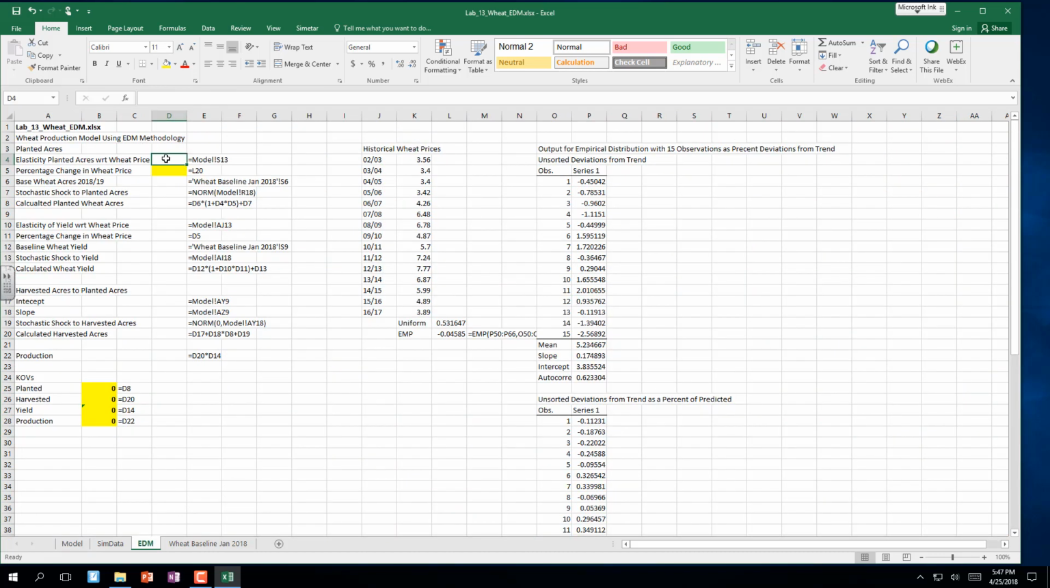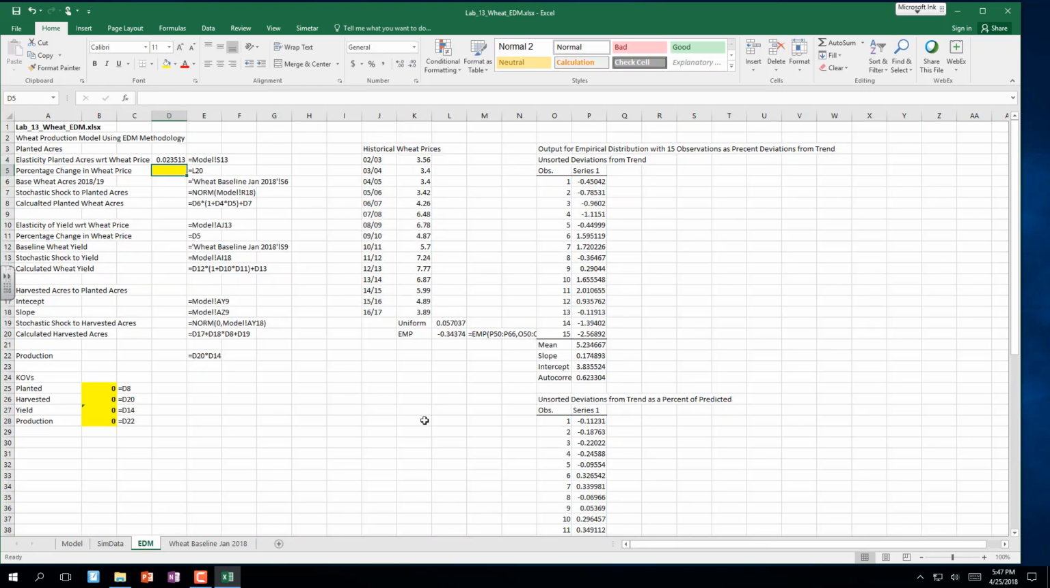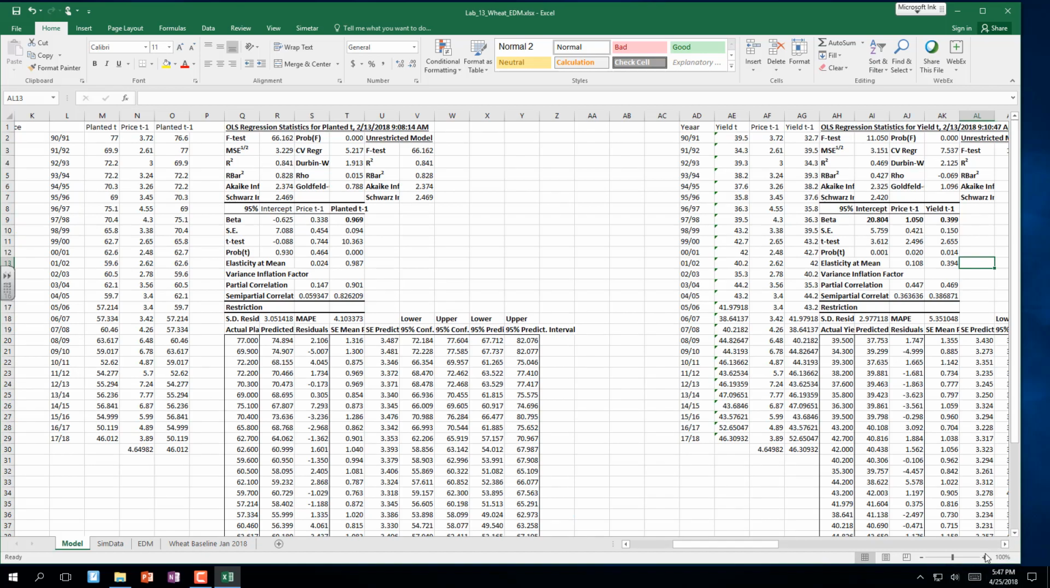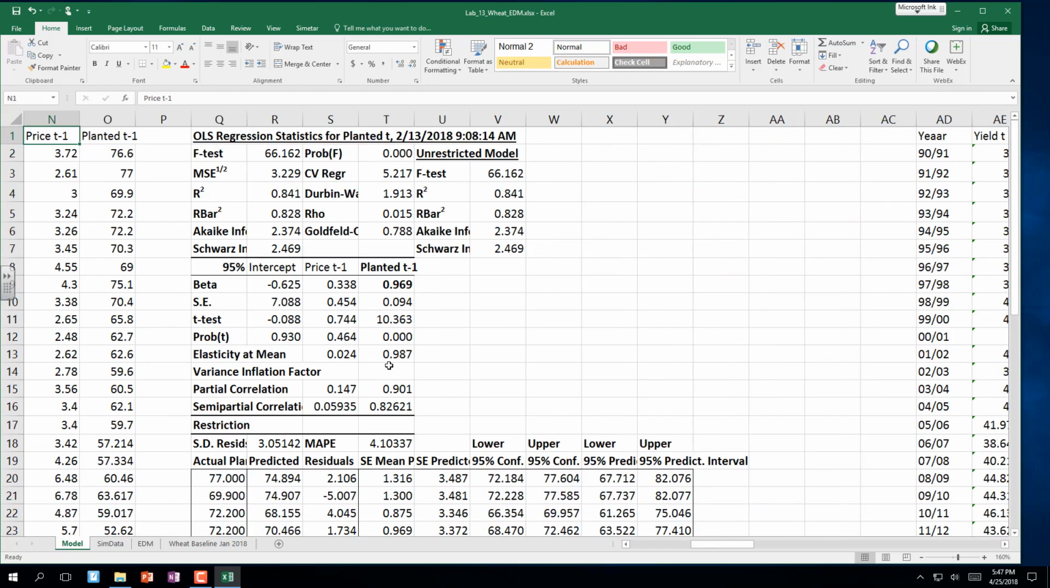So the first parameter we really need is the elasticity for planted acres with respect to wheat price. And that's simply equal to, go back to the model here, there's the elasticity at the mean. It's really important. You calculated that, now you're going to use it. We'll enlarge this a little bit so you can see it. Now that is the elasticity at the mean for planted acres.